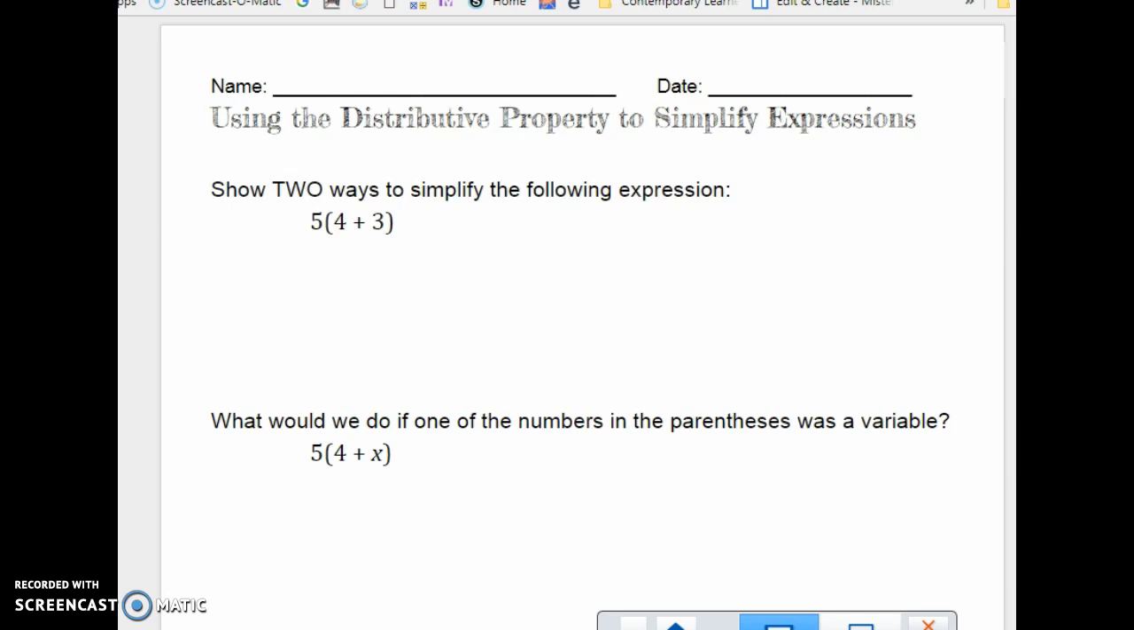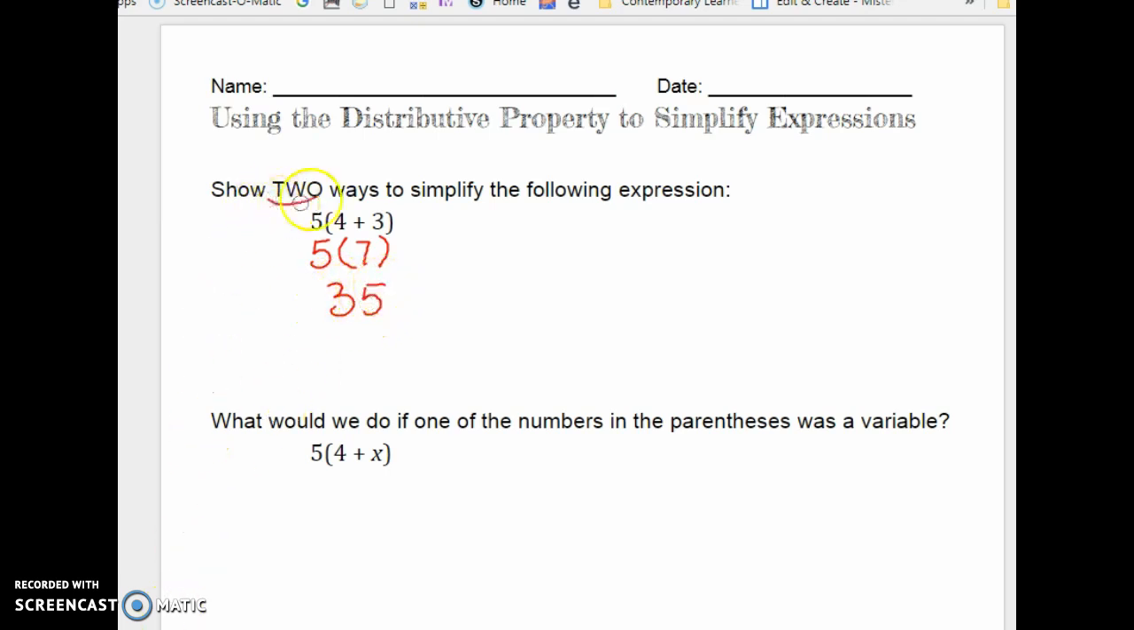I would love you to remember back to third grade when you first learned about the distributive property. And remember that order of operations tells us that we need to simplify what's in parentheses first. If I add 4 plus 3, I'm going to get 7. I still have to multiply that by the 5 on the outside. 5 times 7 is 35.